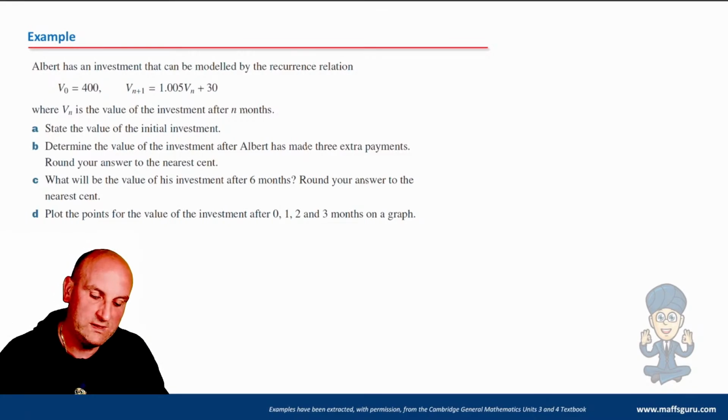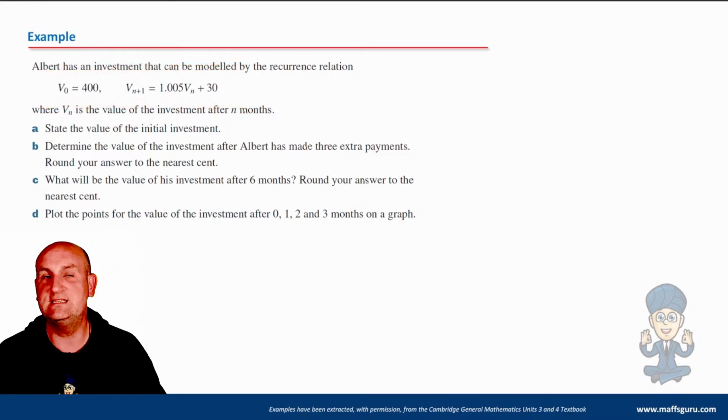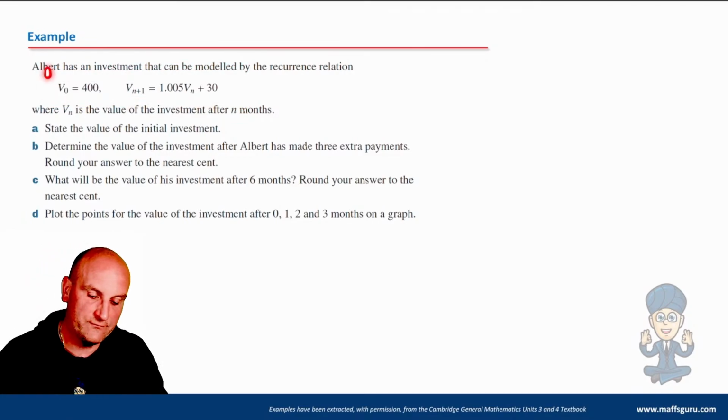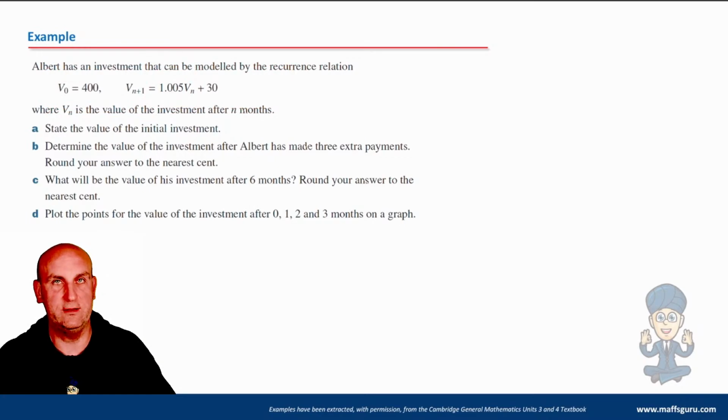Notice now we've given you the recurrence relation. You will see that in VCE exams over and over and over again. They will give this to you, but they will then want you to turn this back into an annual interest rate. That's the trick, and that's what actually messes people up in their exams.